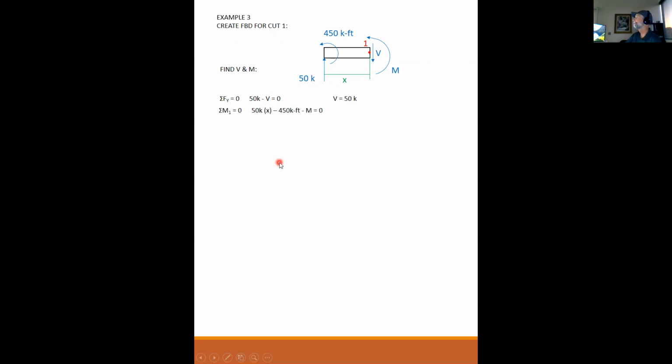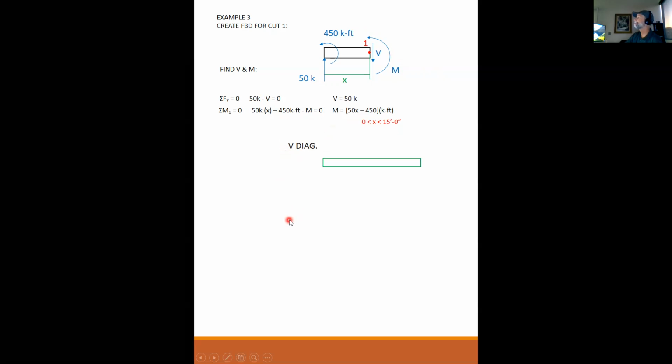Sum the moments. I have 50 times X, that's trying to turn it clockwise, so that's positive. I have minus 450, that is counterclockwise, that's negative, or I got M, that's also turning counterclockwise, so it's minus. So solve for M. M is equal to 50x minus 450, and this is kip feet. This answer is valid between 0 and 15 feet, which is the whole span.